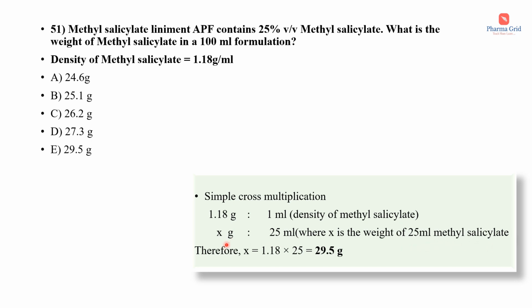Let it be x gram. So therefore x is equal to cross multiply. So 1.18 into 25 divided by 1. So we will get it as 29.5 gram. So here the correct answer is option E, that is 29.5 gram, which is the weight of methyl salicylate. That is the weight of 25 ml methyl salicylate in a 100 ml formulation.